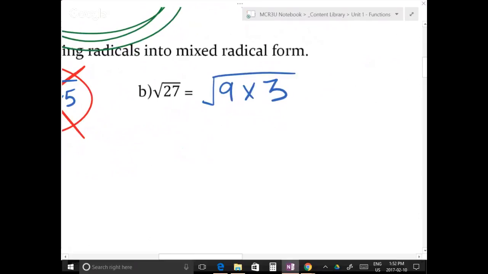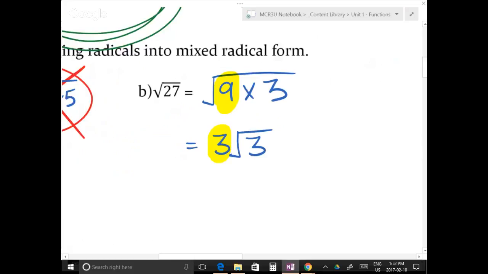Can I do something with that? Why is that useful? Can I take the square root of 3? No, that doesn't work. But I can take the square root of 9. Very good. And what would my next line look like then? Yeah, 3 times the square root of 3. Good. Does that make sense?